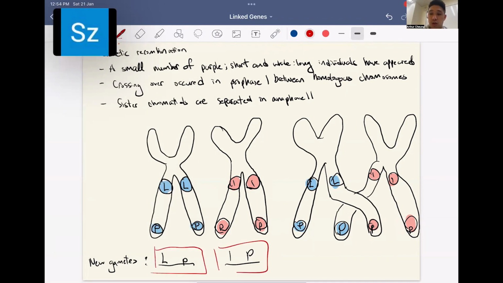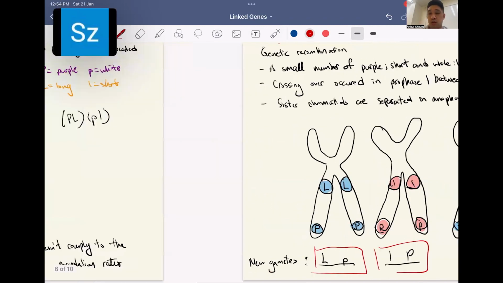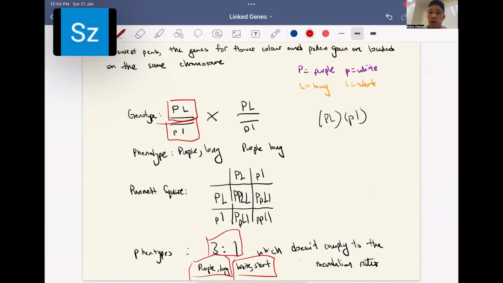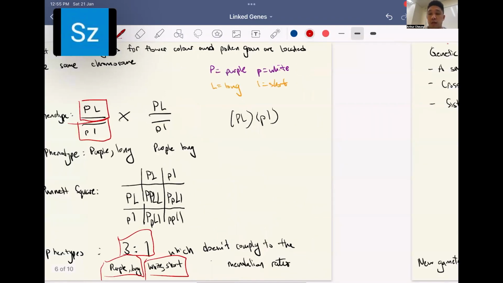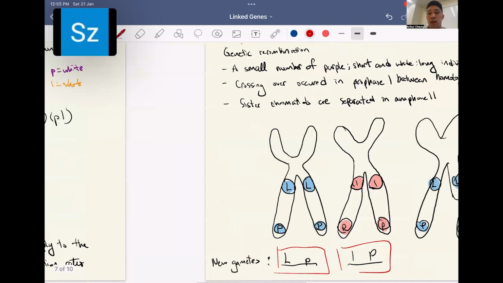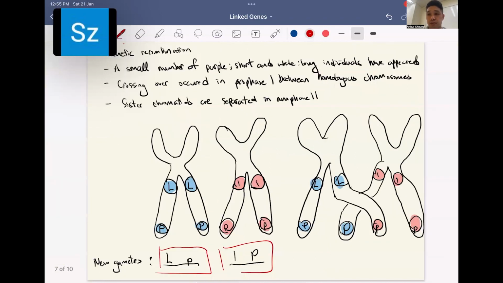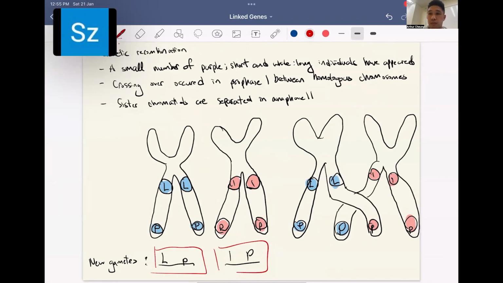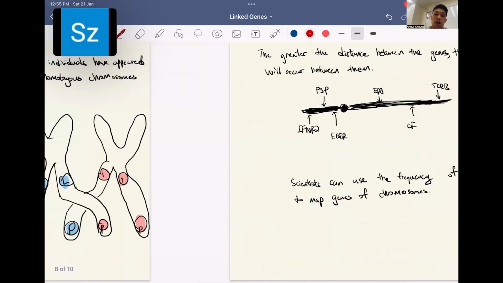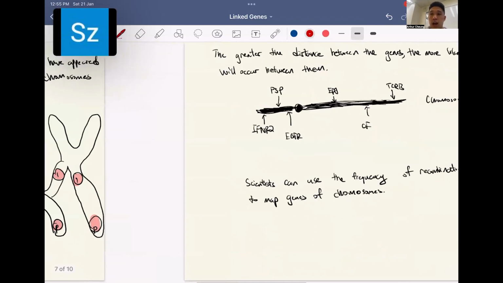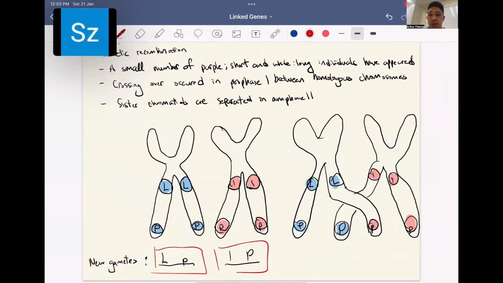So if we have 2 dominant alleles on the same chromosome, and 2 recessive alleles on the same chromosome, these can be exchanged to form capital L small p or small l capital P. This explains why we have these different variations in the offspring.